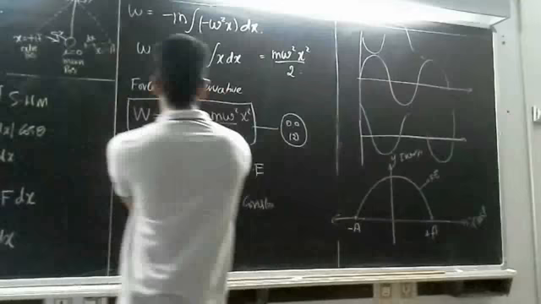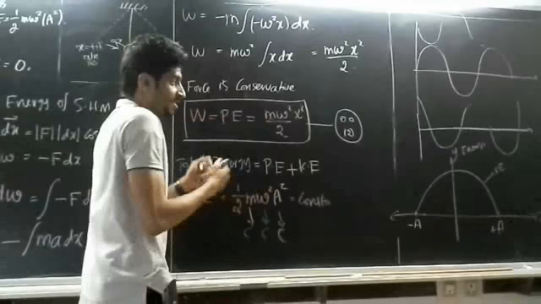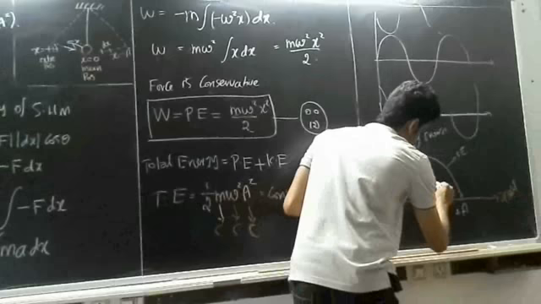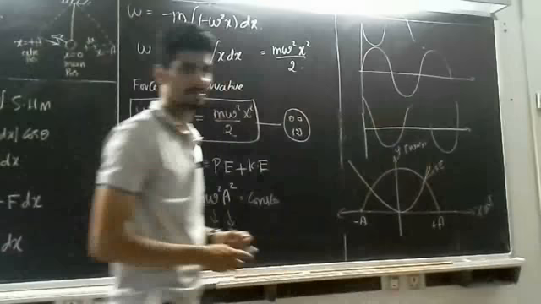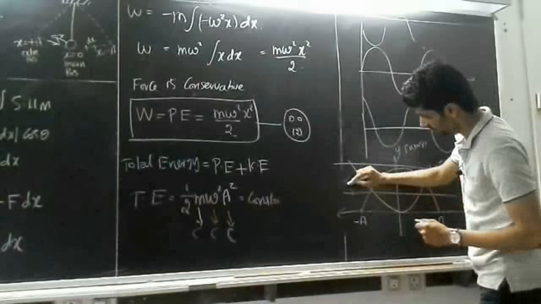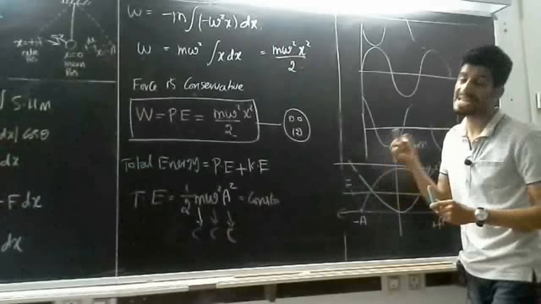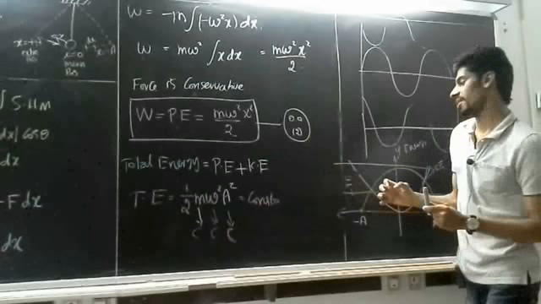The potential energy is half m omega square x square, which is directly proportional to x square. That is again a parabola. This is going to be the total energy. Anywhere you can calculate the total energy, and whatever I discussed makes us understand that the total energy of a simple harmonic oscillator is constant.